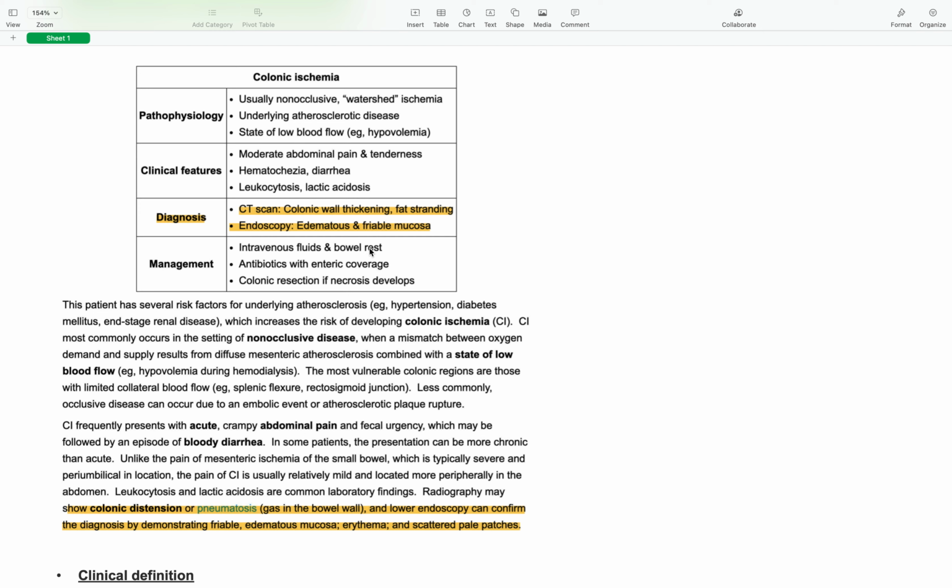It's very important to start off with antibiotics covering the enteric bacteria, because there is a possible risk of rupture, and the bugs can leak into the bloodstream and cause sepsis. All right, so you need to start off with antibiotics against the enteric bacteria. Okay, so this is essentially colonic ischemia.